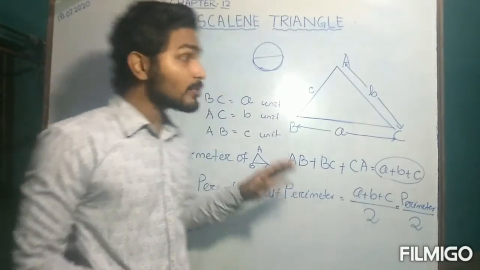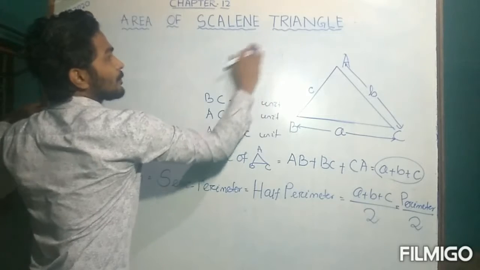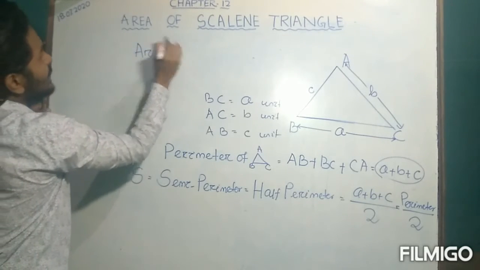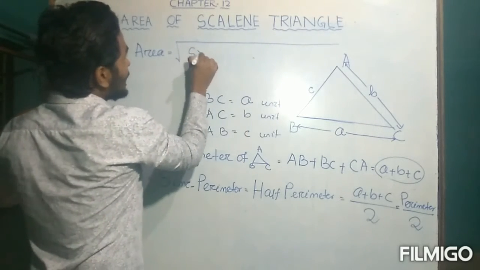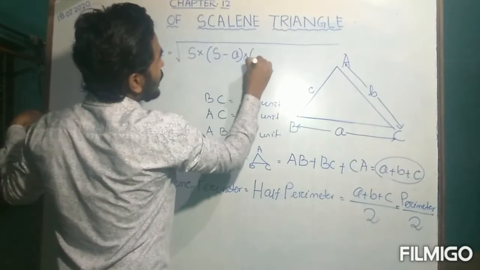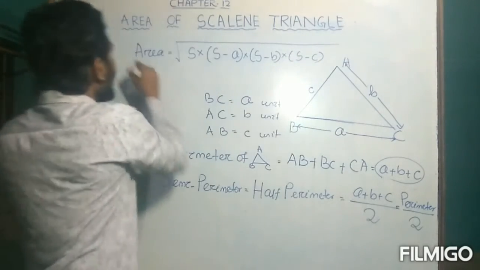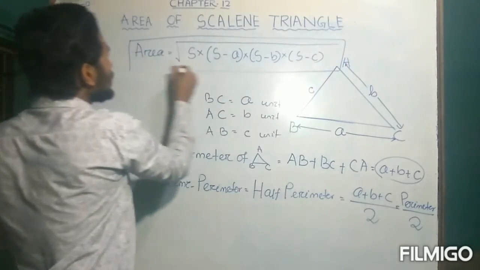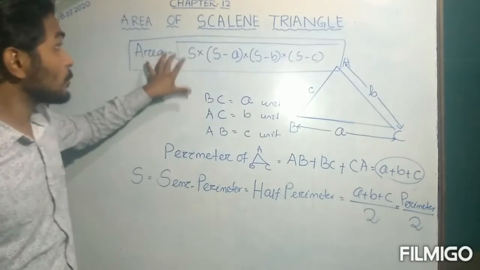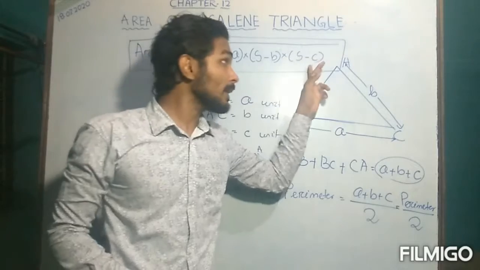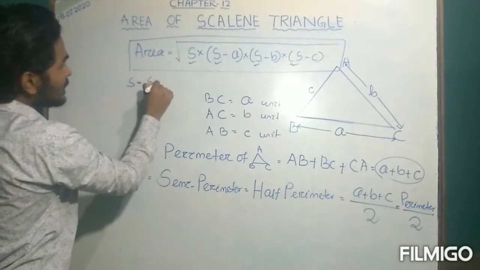Now our main target is to find the area. So what is the area formula? Now I am writing the area formula here. The formula of area is the square root of S into (S minus a) into (S minus b) into (S minus c). This is the area formula for a scalene triangle, and you can use it not only for a scalene triangle but also for an isosceles triangle as well as an equilateral triangle. Here, S is what? We are acquainted with S now. S is the semi-perimeter.